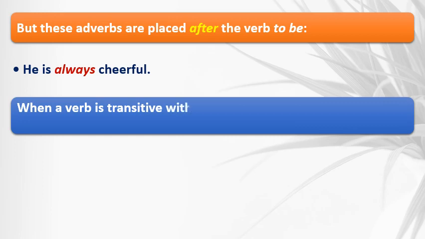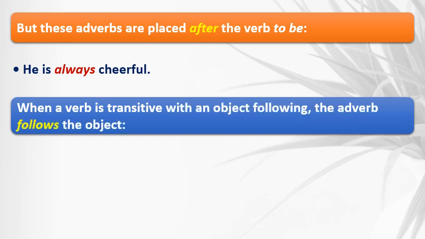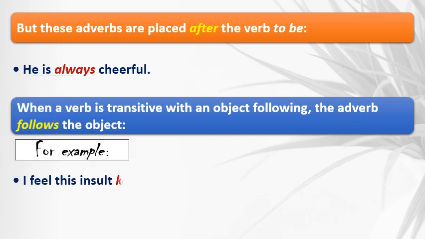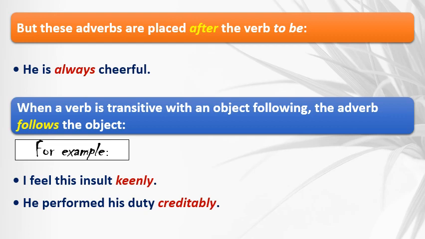When a verb is transitive, meaning it is carrying an object, with an object following, the adverb follows the object. To clarify it, let's see some examples. I feel this insult keenly. He performed his duty creditably. He does his work carefully.